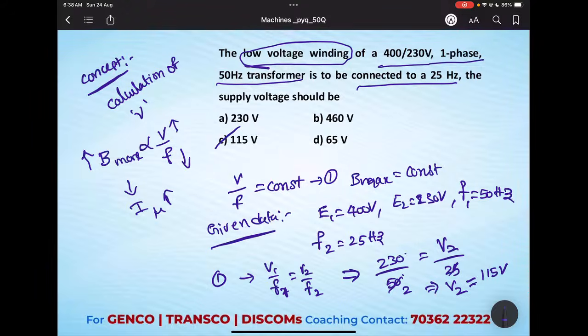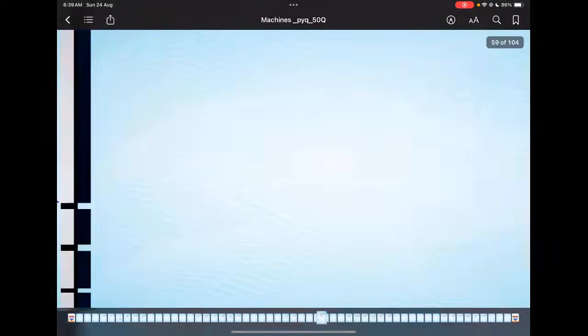So our option will be C. Is it clear? It is a very simple question. You only need to understand that for favorable operation of a transformer, V by F needs to be constant. From that we can calculate the given question. Okay, let's move on to the next question.